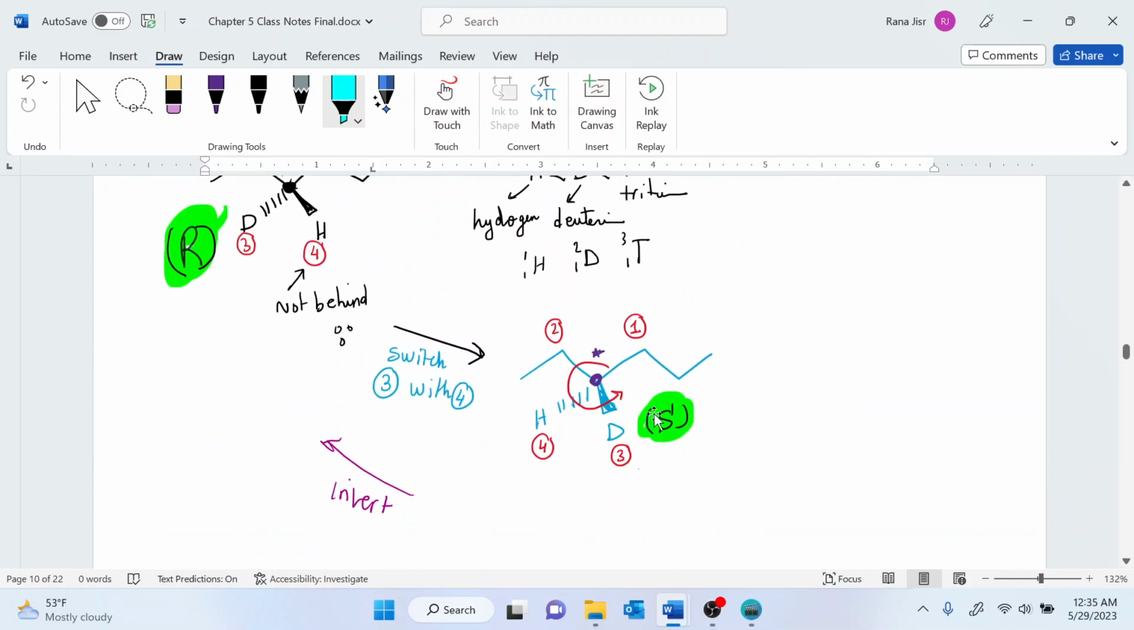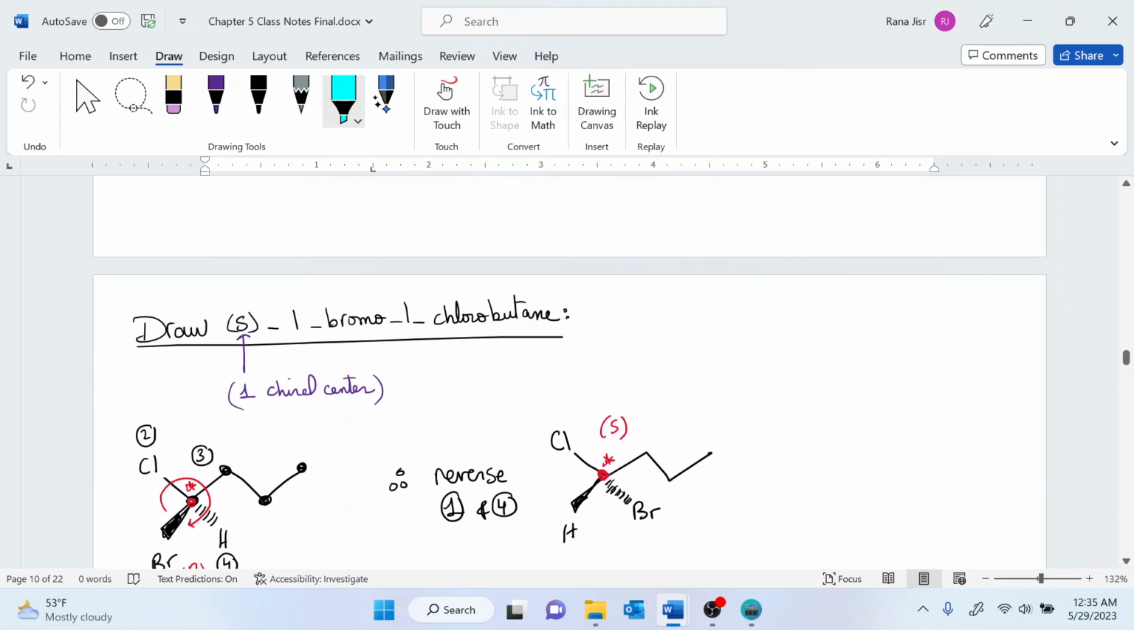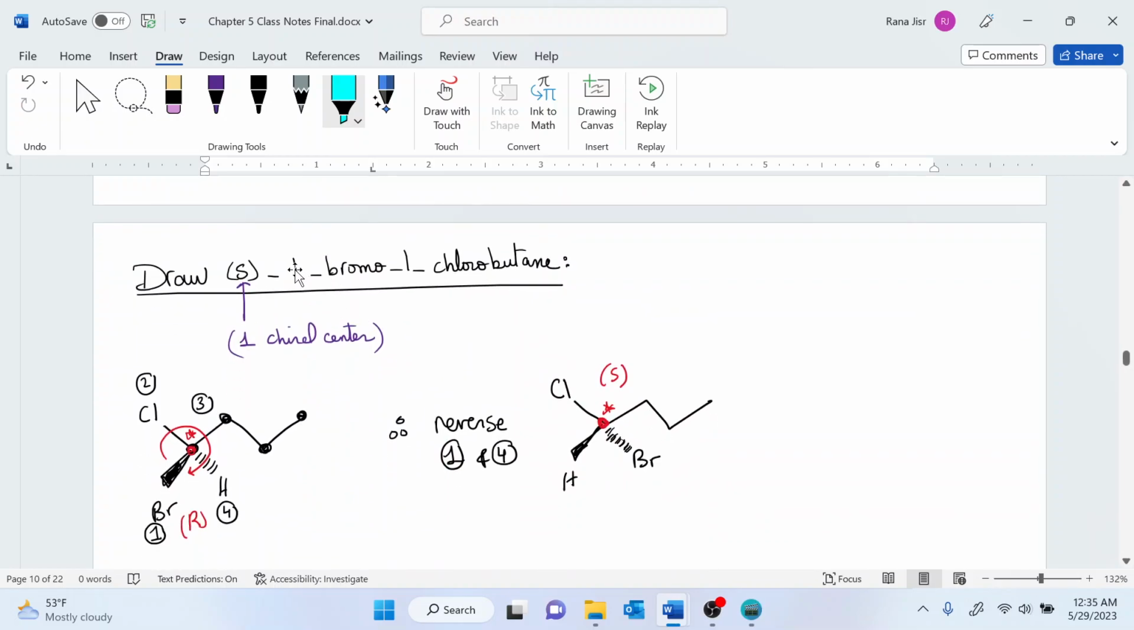Now, the S and the R are included in the name because the moment you write the name, if there's a chiral center, you need to write its absolute configuration. So here, by looking at the name, I know that I have one chiral center in there. If you want to draw this molecule, the first thing that you do is you simply draw it and neglect the chiral center. So you draw the 1-chlorobutane.